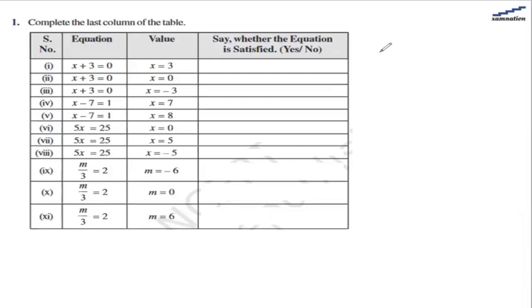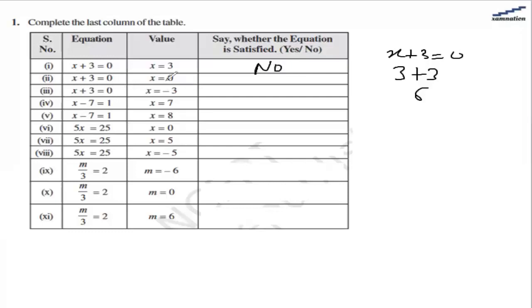The first one is x plus 3 is equal to 10. So we are asking if x equal to 3 is the solution of this equation, and whether this equation is satisfied or not. So let's replace x with 3. We have 3 plus 3, which is equal to 6, and this is of course not equal to 10. So this equation is not satisfied. So the answer is no.